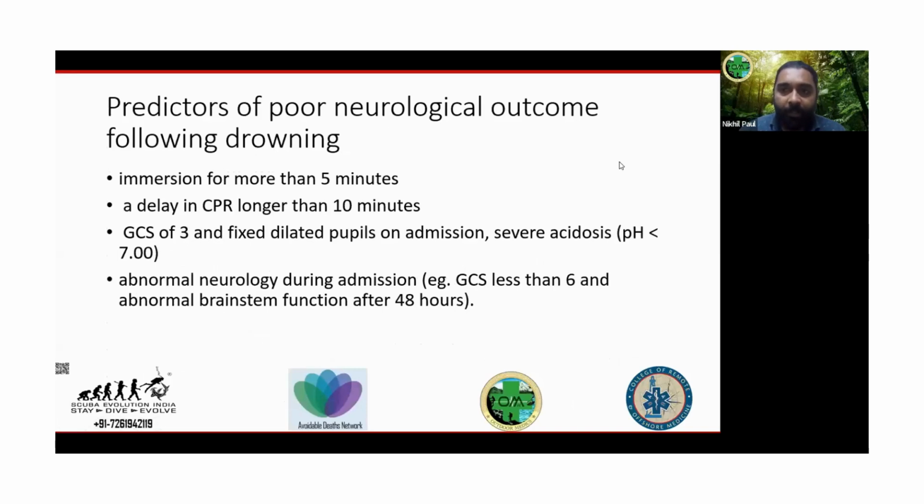I just wanted to put in the predictors of poor outcome, poor neurological outcome following drowning. This is in case we have rescued someone out of water and you are trying to resuscitate them. Some of them include immersion for more than 5 minutes, a delay in CPR longer than 10 minutes, GCS of 3, Glasgow Coma Scale of 3, and fixed dilated pupil on admission. That just means the patient is completely unconscious and pupils are dilated. When the acid base levels are checked, severe acidosis as well, or an abnormal neurology during admission.